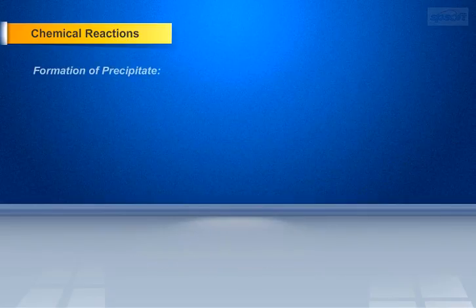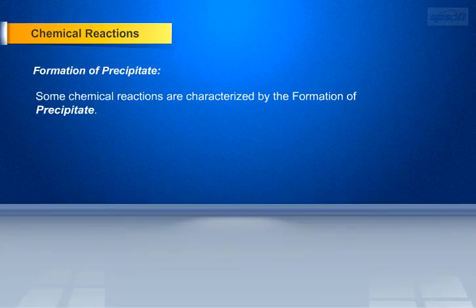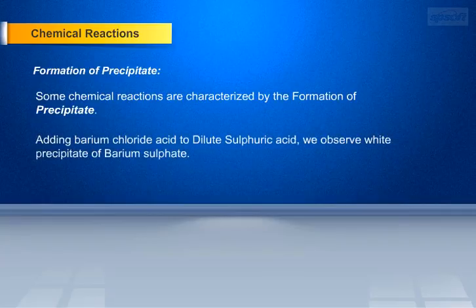The last characteristic of chemical reaction is formation of precipitate. Some chemical reactions are characterized by the formation of precipitate. With this experiment you will be clear on formation of precipitate. By adding barium chloride to dilute sulfuric acid, we observe white precipitate of barium sulfate.